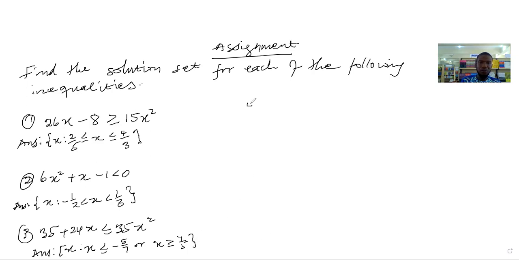Pick the next one, question 4. x plus 1 greater than 2x squared. And when you finish solving this, your answer is supposed to be x is such that negative 1 over 2 less than x less than 1.